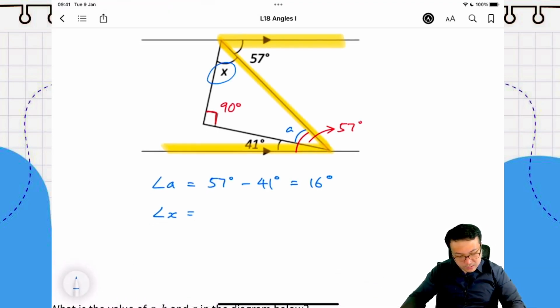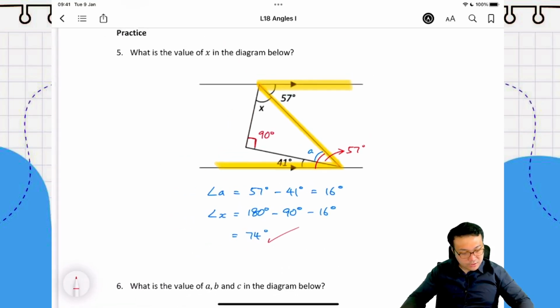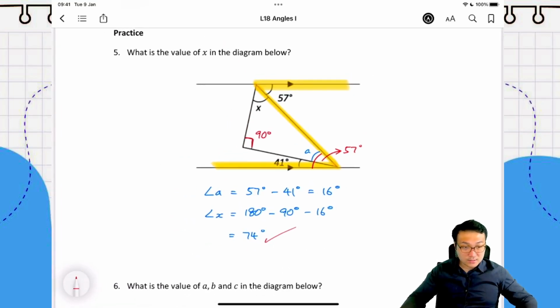Now you know that angle X is part of the triangle. The total sum of angles in a triangle is 180. So you just need to minus away 90 and minus away 16. You will find angle X. Okay? There we go. Any questions?